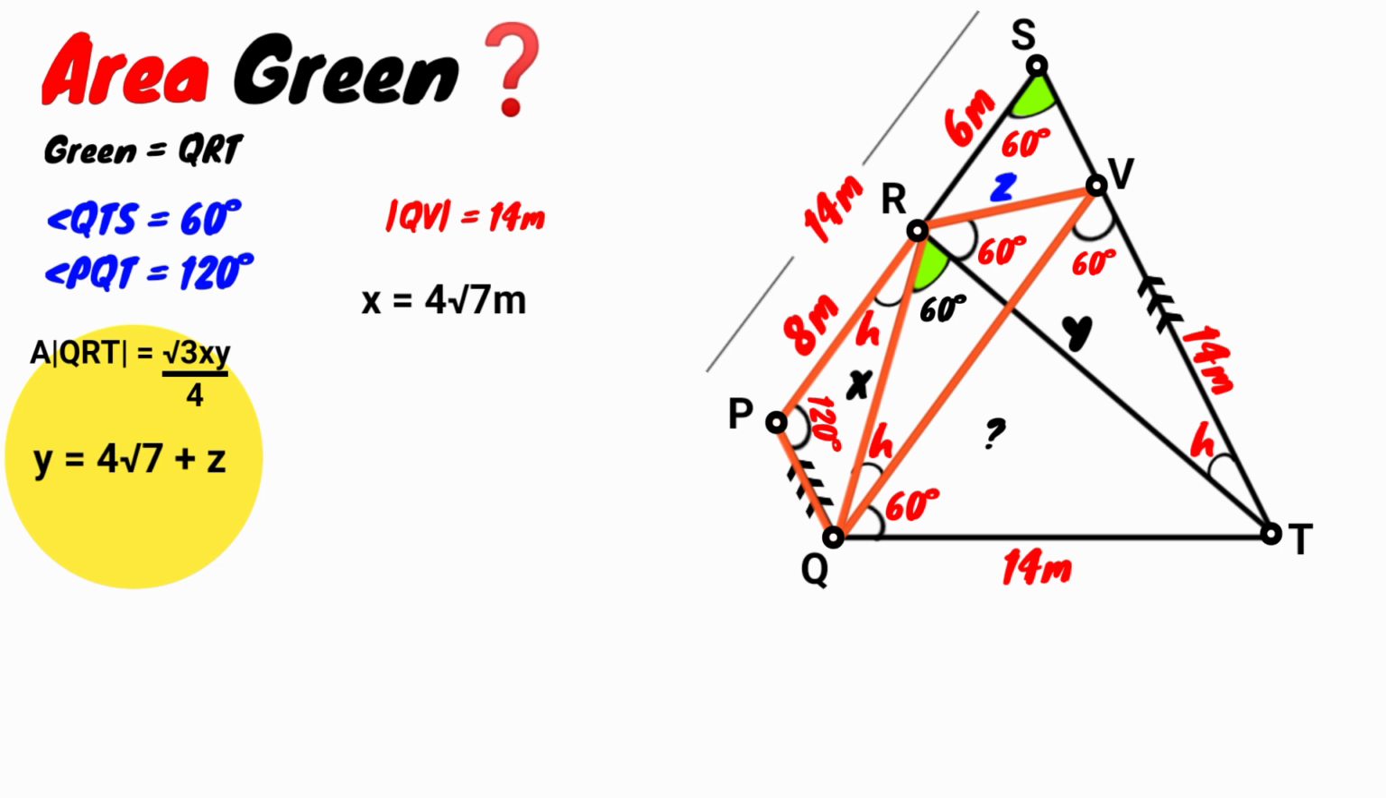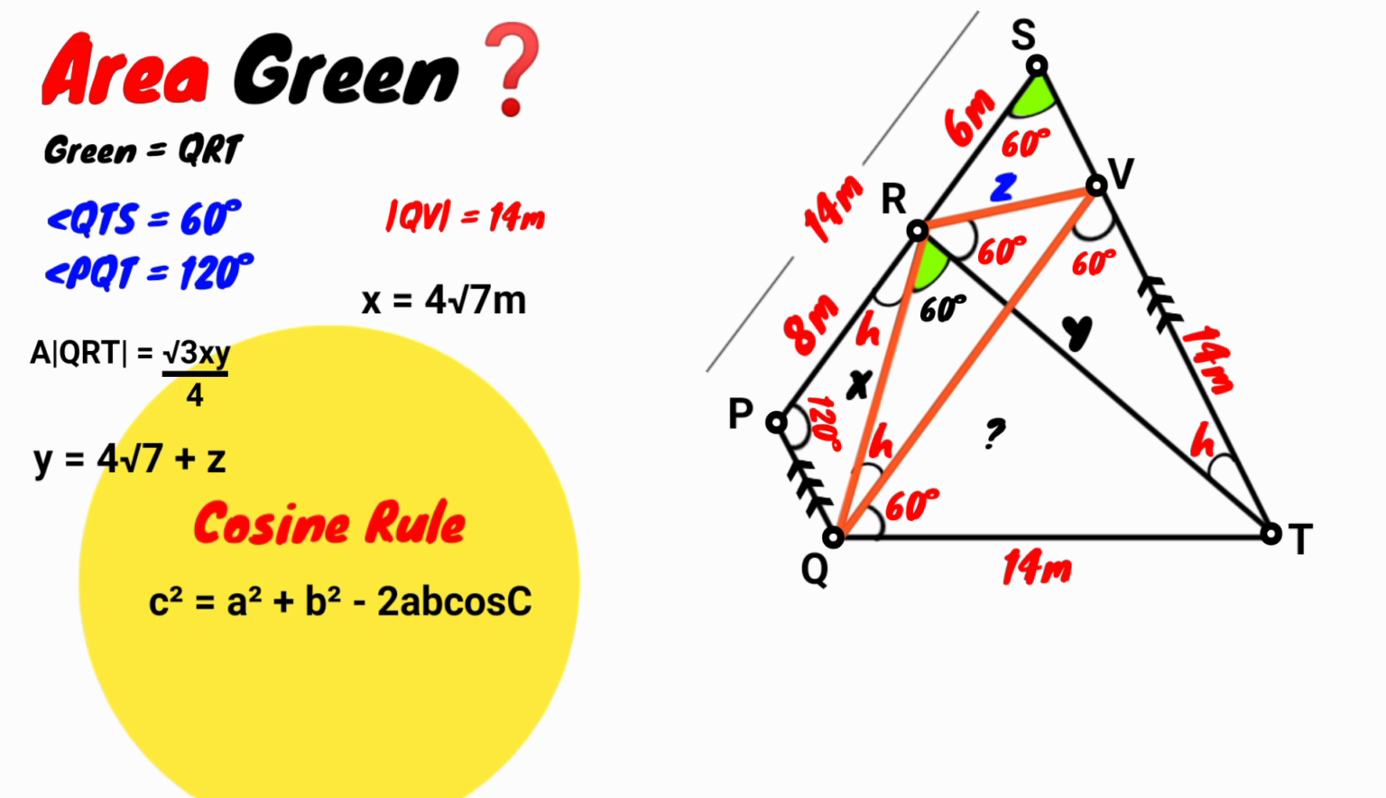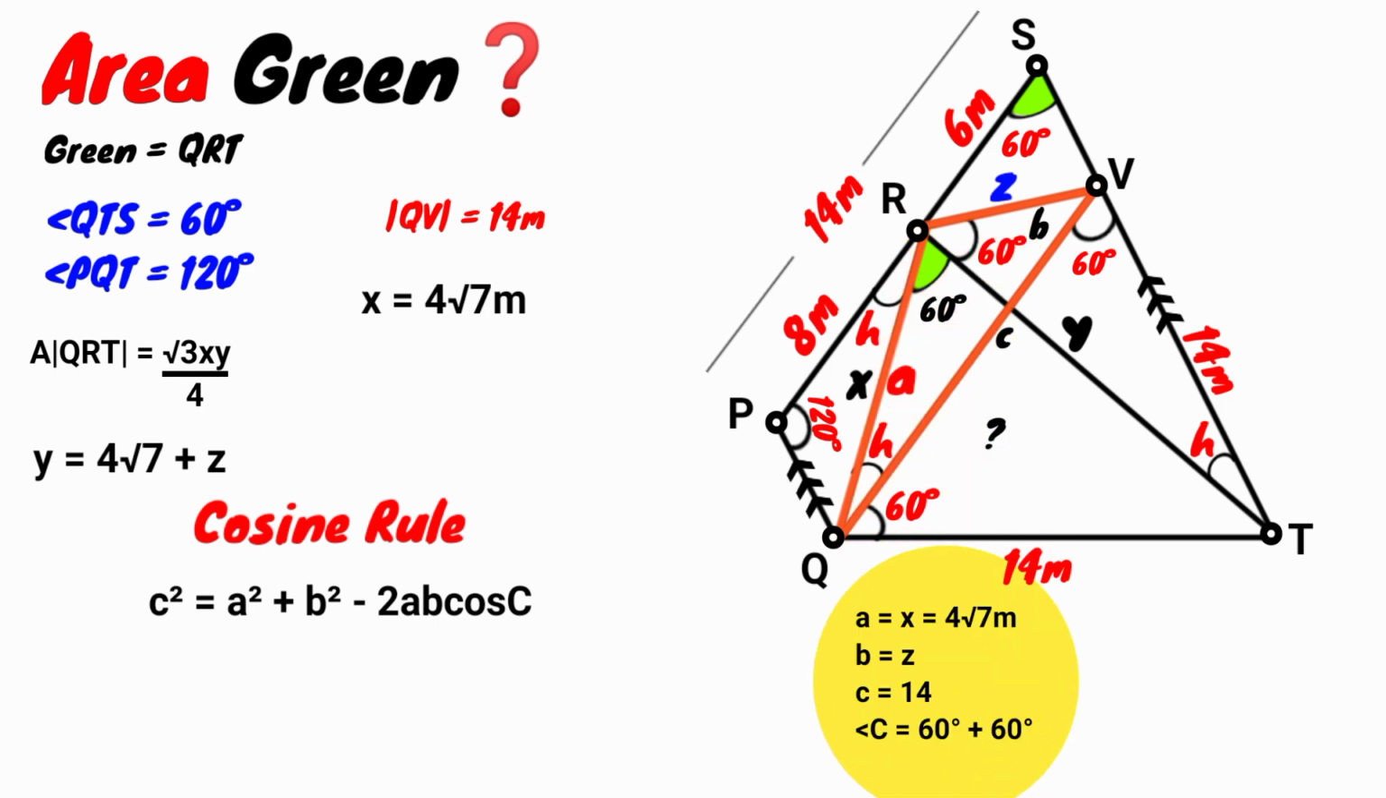We don't know. But to this triangle QRV, we can use the cosine rule, by which for any triangle ABC, c squared equal to a squared plus b squared minus 2ab cos c. Here, if we let this be a and this b, this must be c, and this angle will be angle c. So a equal to 4 root 7 meters, b equal to z, c equal to 14, and angle c equal to 60 degrees plus 60 degrees, which is 120 degrees.